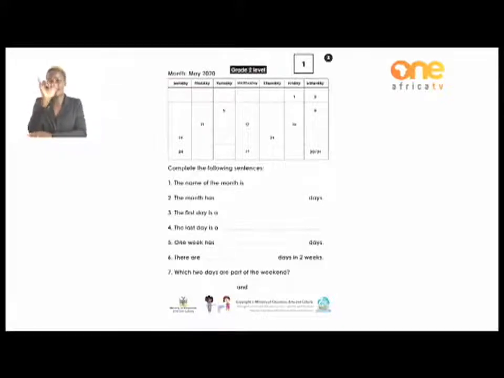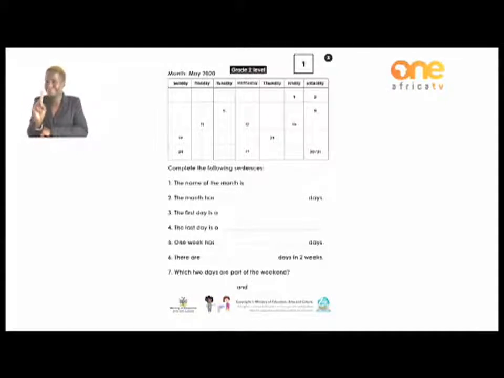The second one will be: the month has days. How many days does the month of May have? Can you help me with that, Landre? The days of the month. Then you look at the number of the dates that we have. What is the last number there? 31. 31, eh? That's correct.